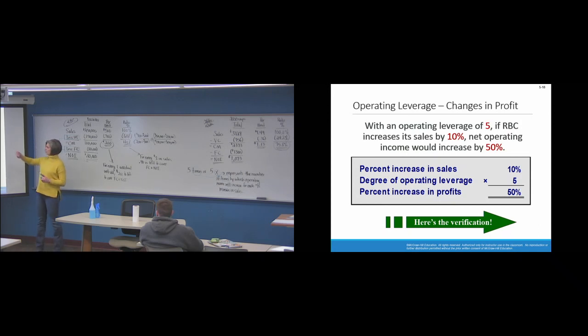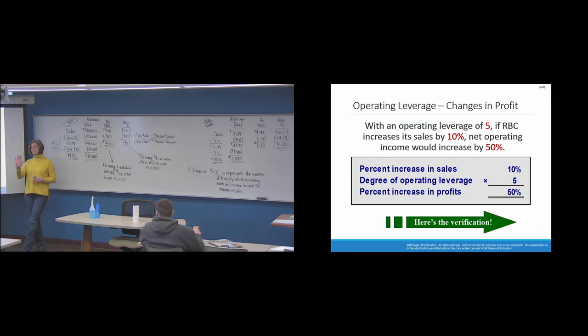All right, so look up here at this example. It says with an operating leverage of 5, that's what RBC's is. If RBC's increases its sales by 10%, in other words, if this goes up by 10%, okay, sales increase by 10%, the operating leverage says that your net income will go up by 50%, 10% times 5. And that seems like a lot. You're telling me I'm going to get a 50% increase in profits, because my sales went up 10%? Yes, that's what it describes.